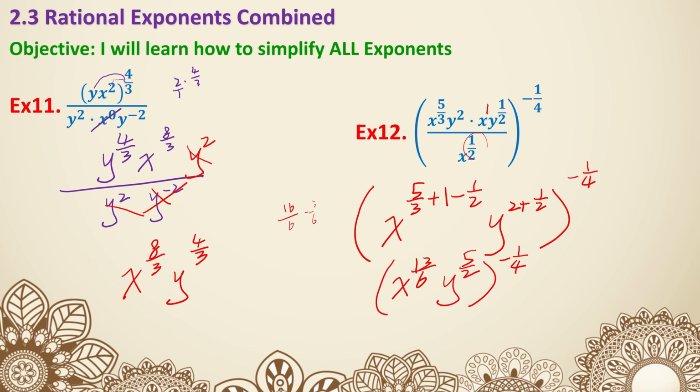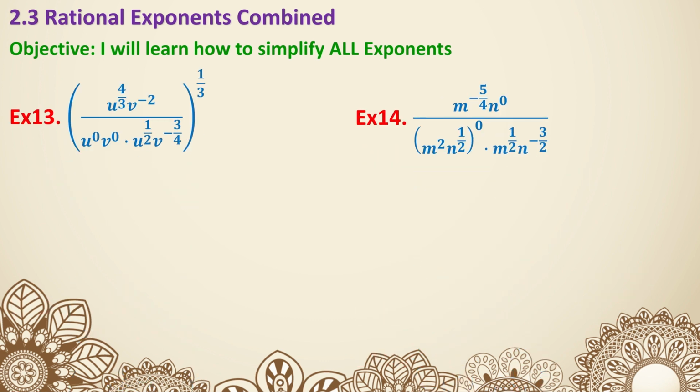So now let's distribute. It's going to become x to the negative 13/24 and y to the negative 5/8. Since they're both negative exponents, I'm going to flip them both to the bottom of the fraction. Final answer, 1 over x to the 13/24, y to the 5/8. That is example 12.